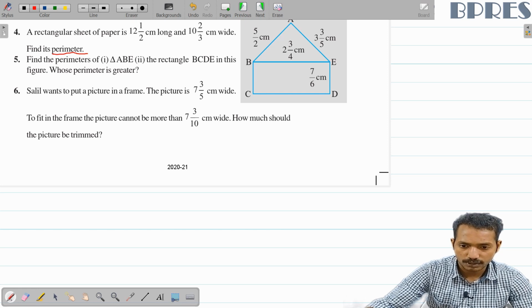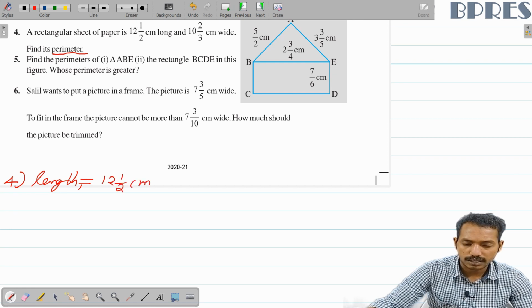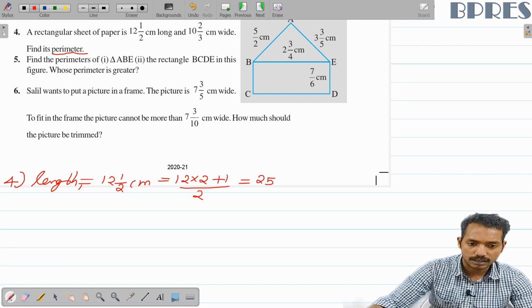So question number 4 I am taking here. Length is equal to 12 1 by 2 centimeter. Convert that into an improper fraction, because it is given in mixed fraction form. So for that, 12 into denominator 2, plus numerator 1, divided by denominator, which is equal to 12 into 2, 24 plus 1 is equal to 25 divided by 2 centimeter.